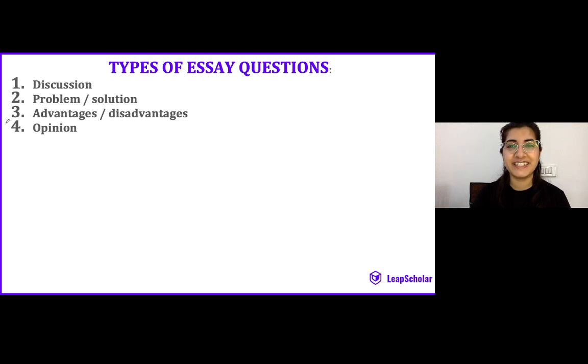What I'm going to do today is take one theme or topic, which is environment, and show you how the same topic can be used to build 4 different tasks. So we are going to look at an environment discussion question, an environment problem solution question, and also an advantage, disadvantage, and opinion question based on the theme of environment. That will really simplify how we look at the 4 task types.